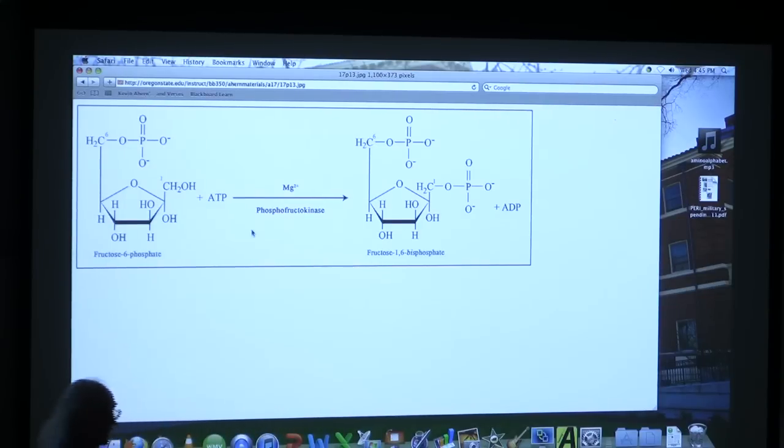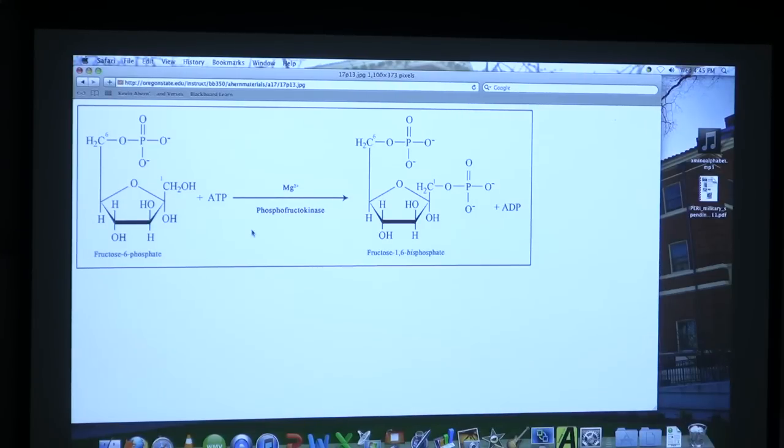The enzyme that catalyzes this, I'm going to come back and say more about later. It's a very interesting enzyme. It's probably the most important enzyme in the entire pathway. It's called phosphofructokinase, and you may call it PFK.